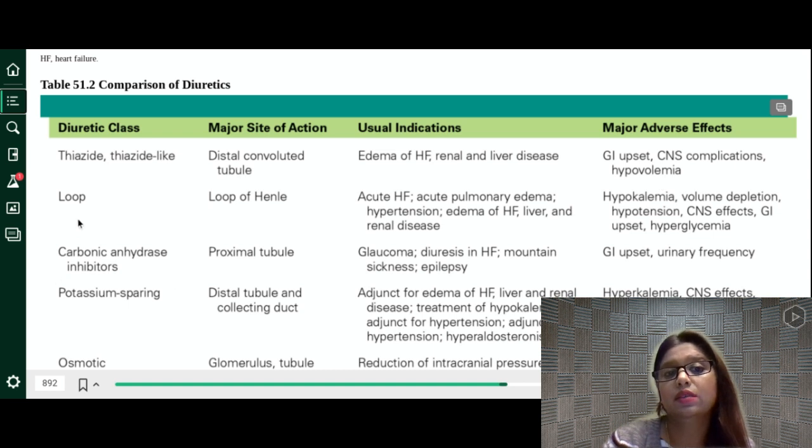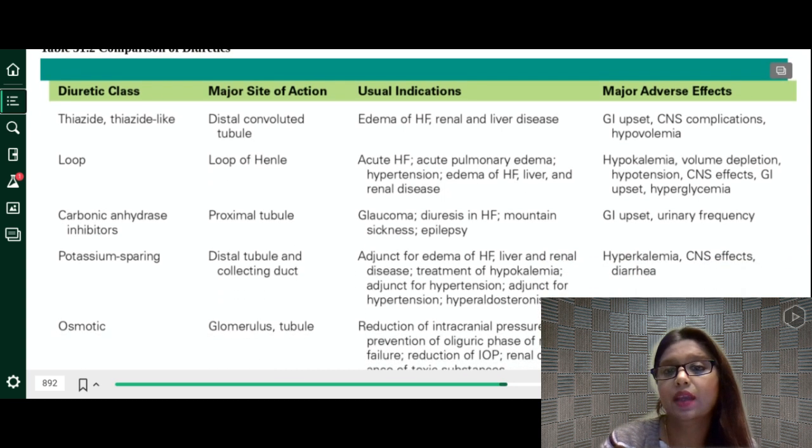Loop diuretics work on the loop of Henle. Remember that little U kind of thing? That is the loop of Henle. They are mostly given for heart failure patients, severe edema, high blood pressure, and any kind of liver and kidney disease. Side effects include hypokalemia, volume depletion, hypotension, CNS effects, GI upset, and hyperglycemia.